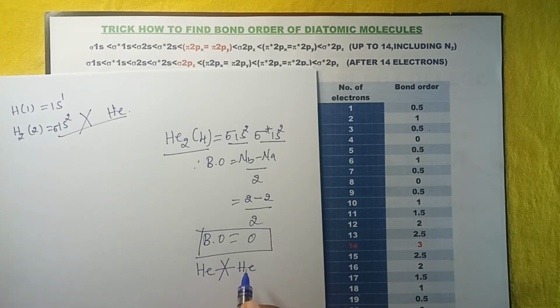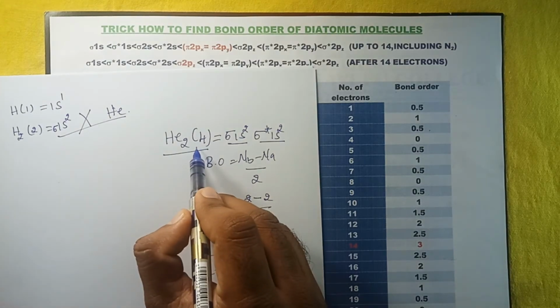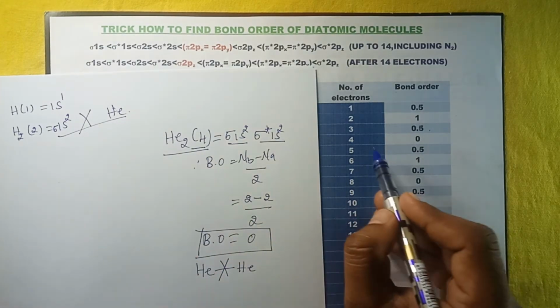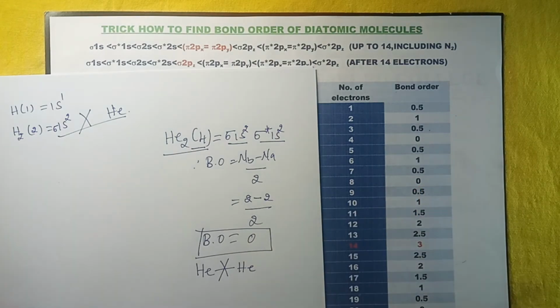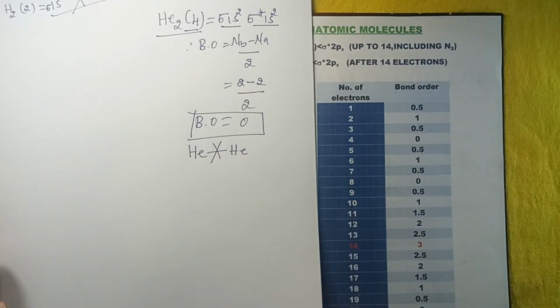Let me clarify by taking this. How many electrons are present here? 4. 4 here, bond order 0. So let me take another example.